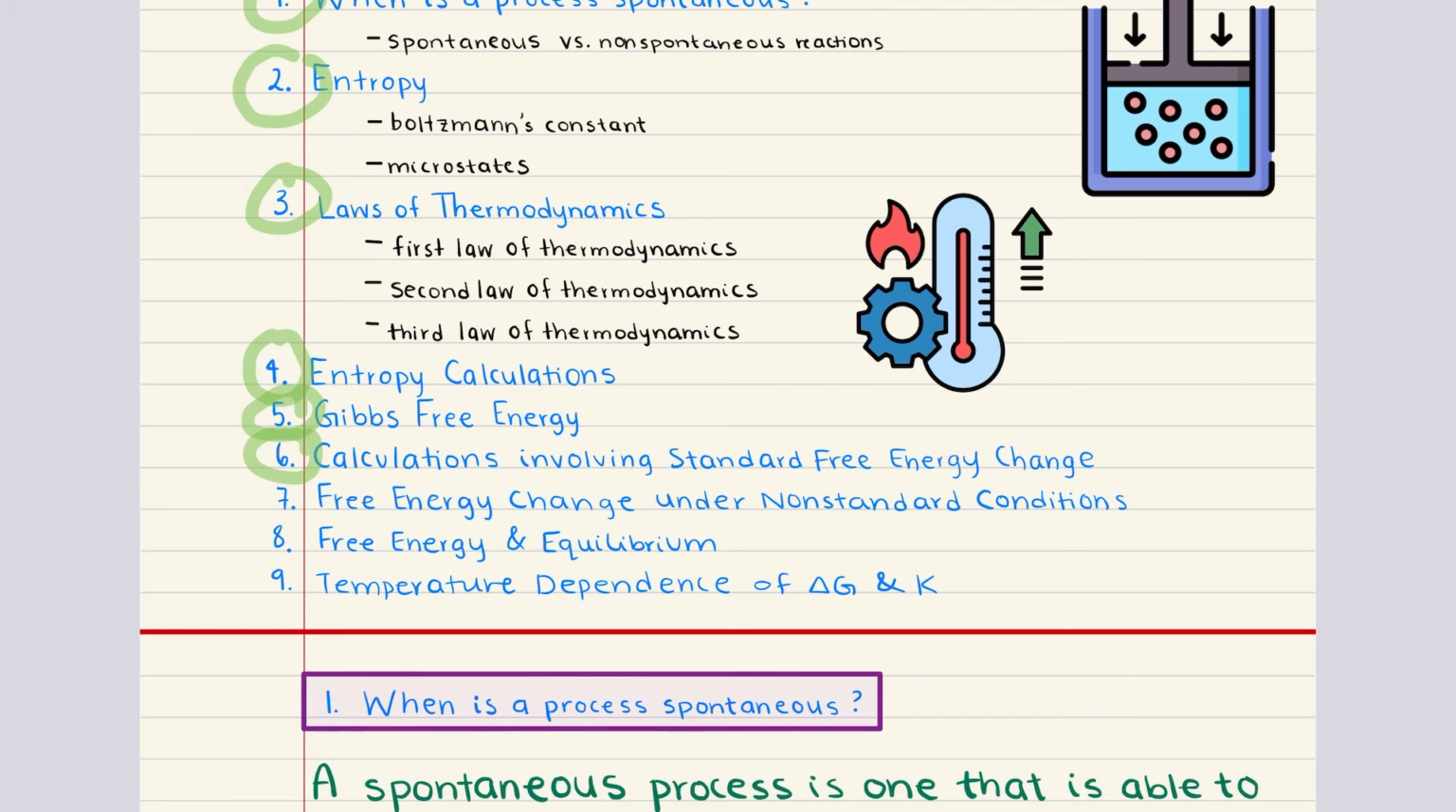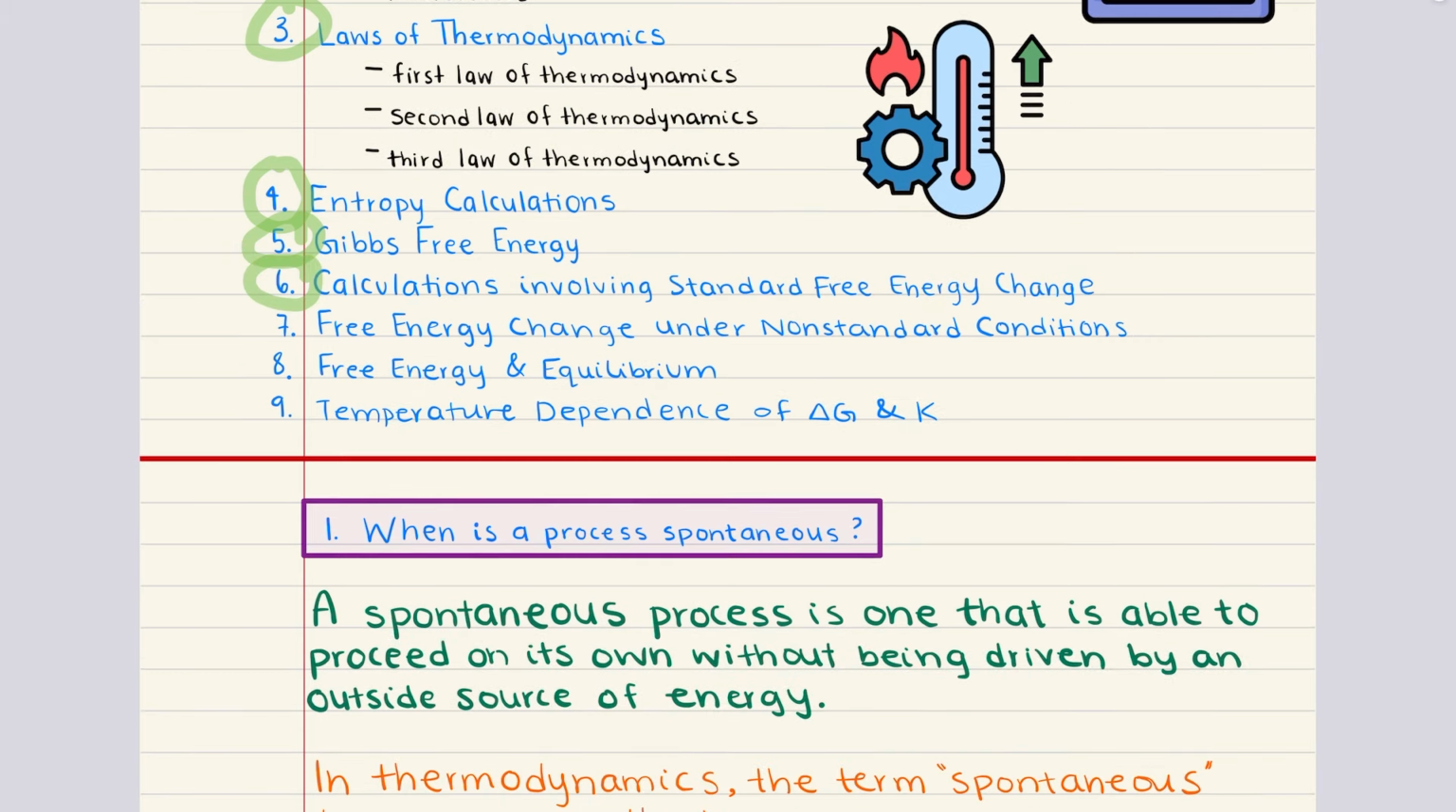Then in the sixth objective, we will go over calculating free energy changes under standard conditions. In objective 7, we'll see how free energy is affected by conditions that vary from the standard state. Objective 8 connects free energy to equilibrium, and it's going to show us how these concepts predict reaction behavior.